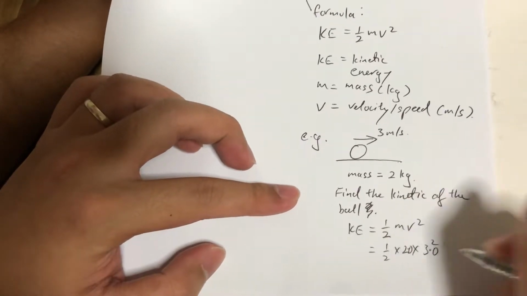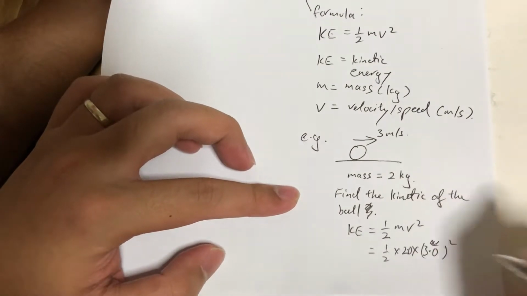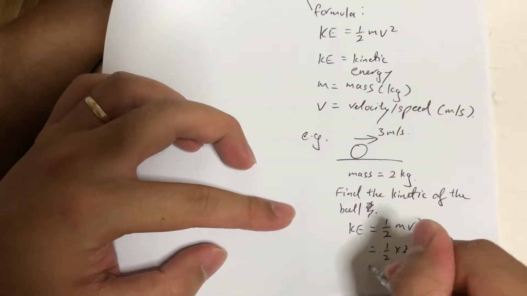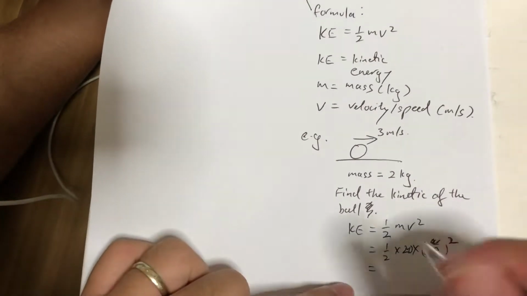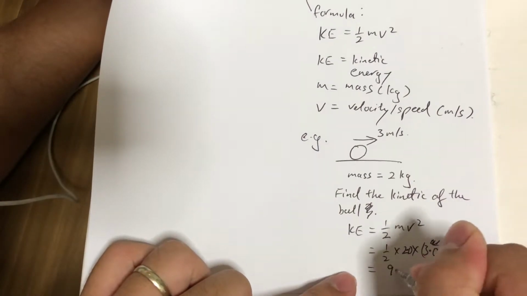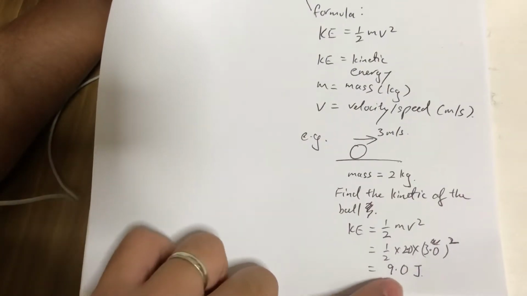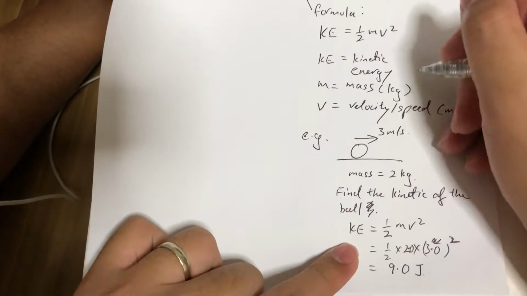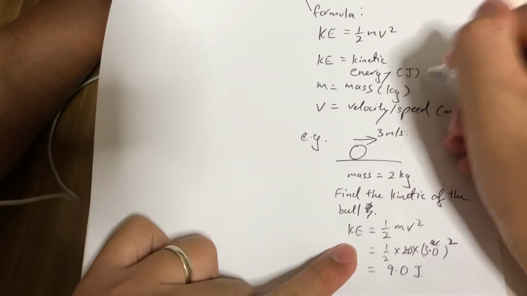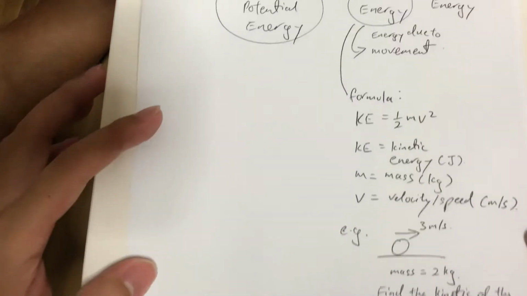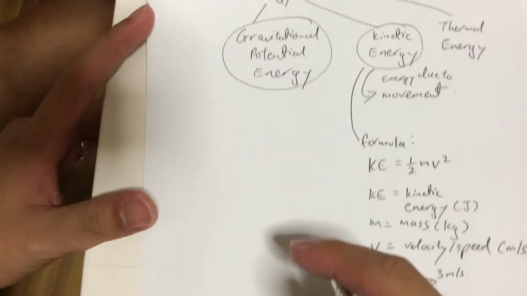Remember, we always talk about using 2 significant figures or more, or 3 significant figures. If you compute it correctly, you should get 9.0 joules. What is joules here? Joules is the SI unit for kinetic energy, and it's a very special unit because everyone will be using it as a reference. Now that we know how to calculate KE, let's talk about gravitational potential energy.